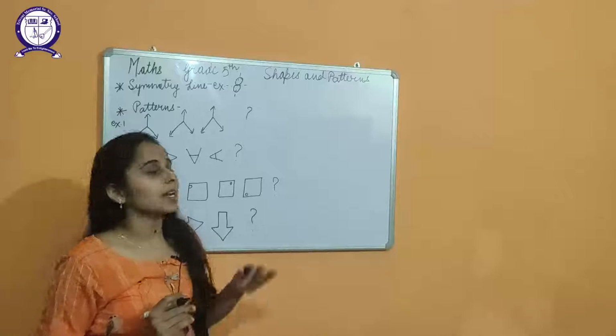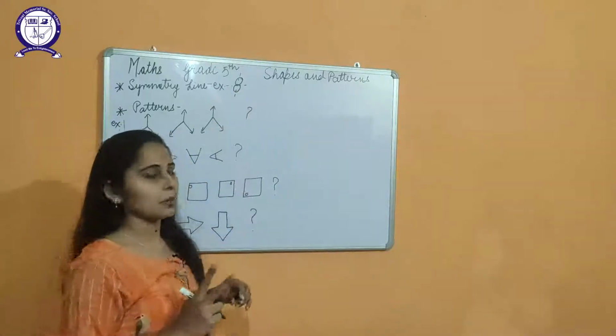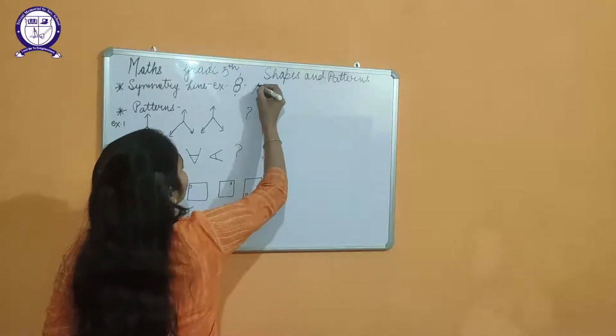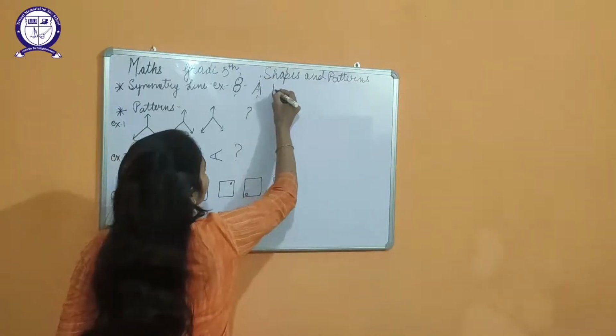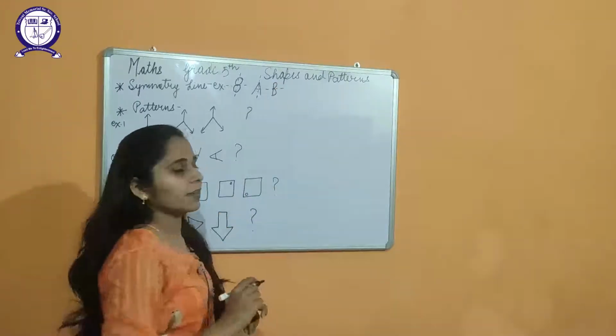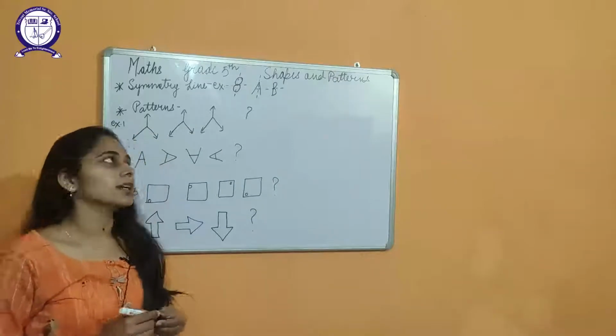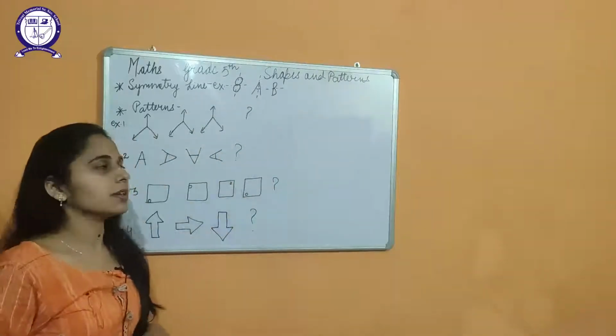While drawing this dotted line, we are checking that the figure is divided into two equal parts. A also and B also we can divide. This A has a horizontal symmetrical line and a vertical symmetrical line, and B has a horizontal symmetrical line. So this is the symmetrical line.